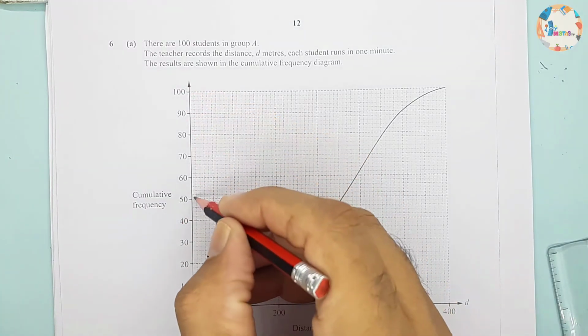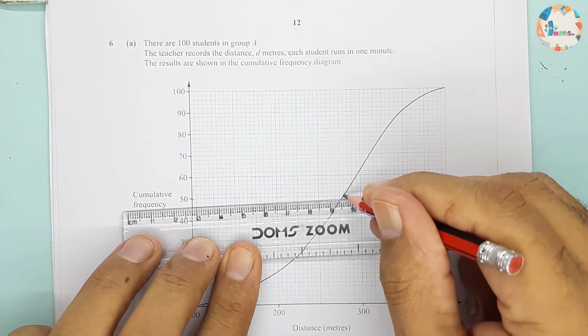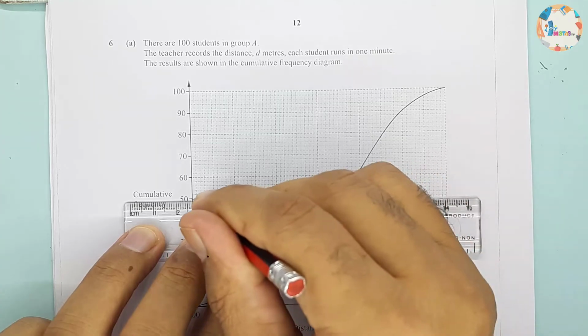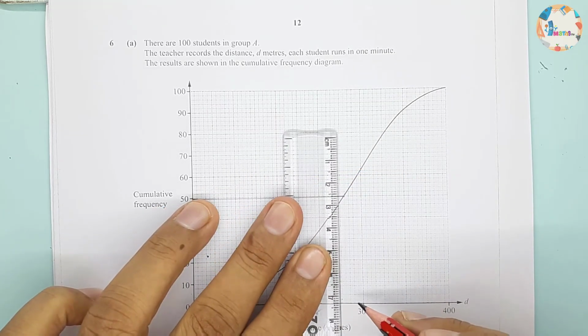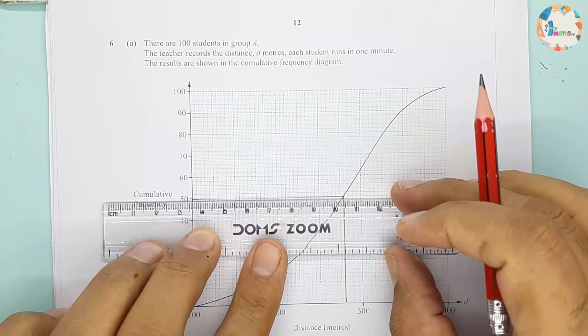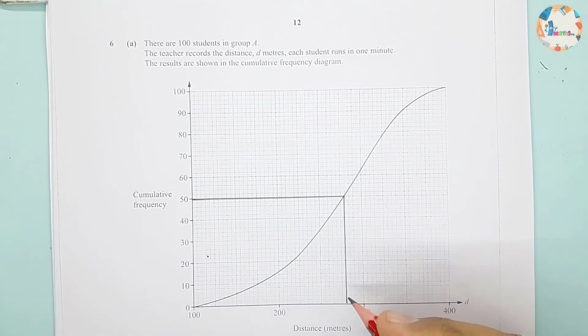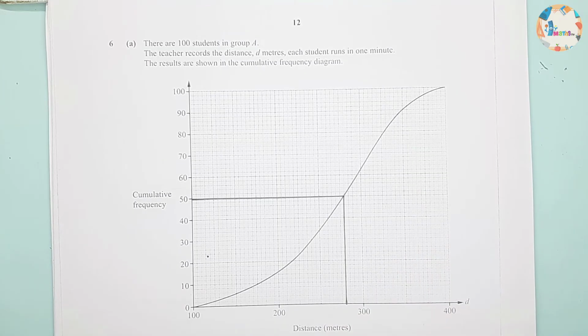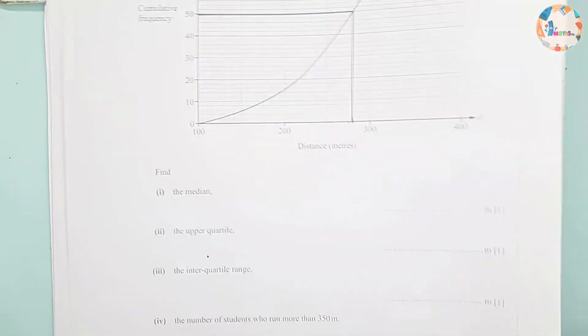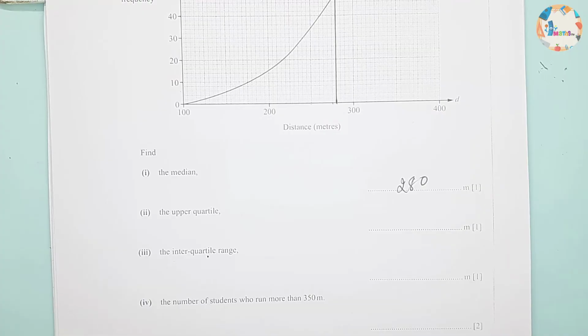This is 100, so half of 100 will be 50, so we'll be taking reference from 50. If we take reference from 50 it will be this one, up to this point. So if we draw a line properly, up to 50 will be this one. If we check this, this is 200, this is 250, this will be 275, and up to this one will be 280. So we can write the median value as 280. Hopefully you got this.